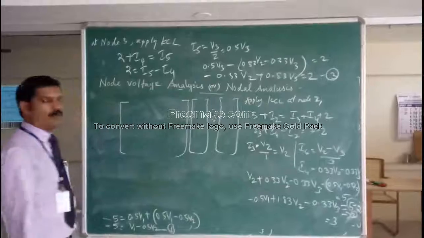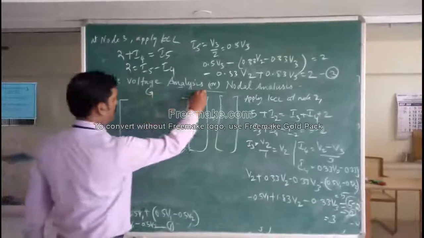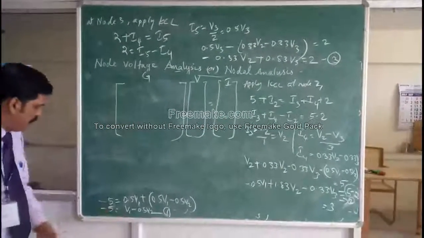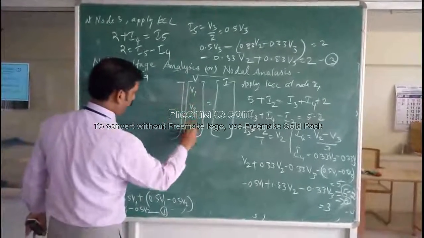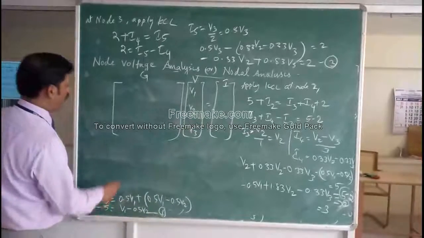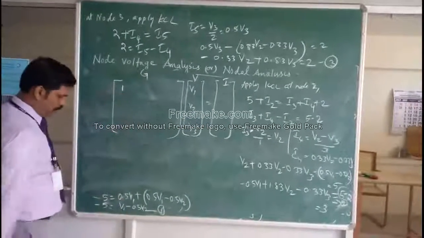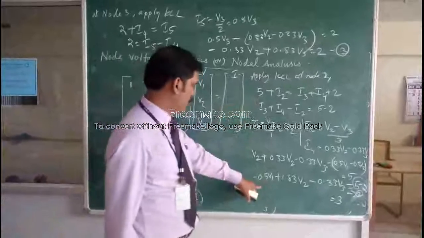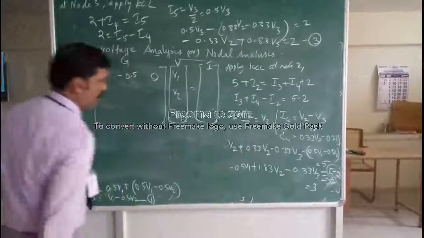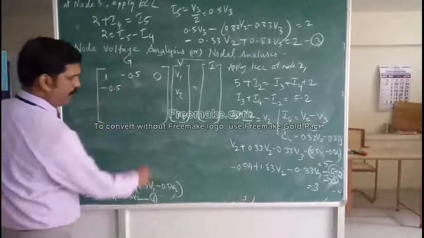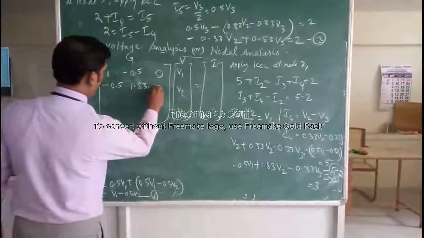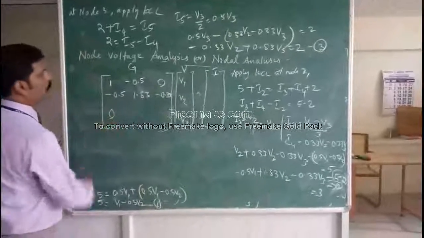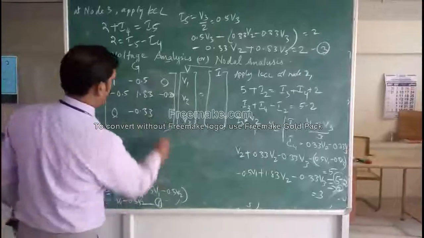The general form of the matrix for node analysis is conductance matrix times V matrix is equal to I matrix. The conductance matrix has 1 by R terms. You can see in the first equation, mark here V1, V2, V3. The coefficient related to V1 is 1, V2 is minus 0.5 and V3 is 0. Similarly, in equation 2, the coefficient related to V1 is minus 0.5, V2 is 1.83 and V3 is minus 0.33. And in equation 3, the coefficient with V1 is 0, V2 is minus 0.33 and V3 is 0.83.